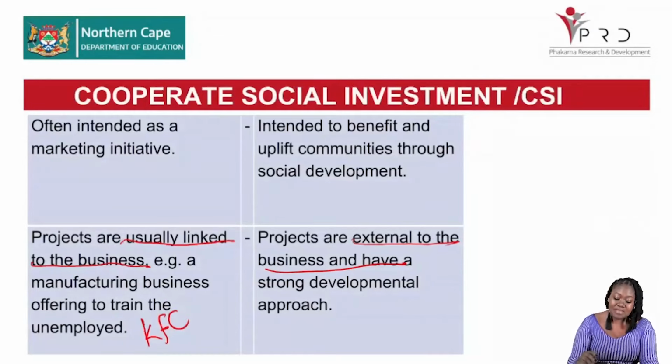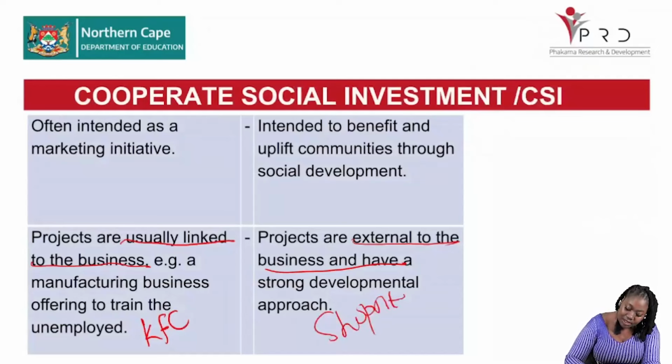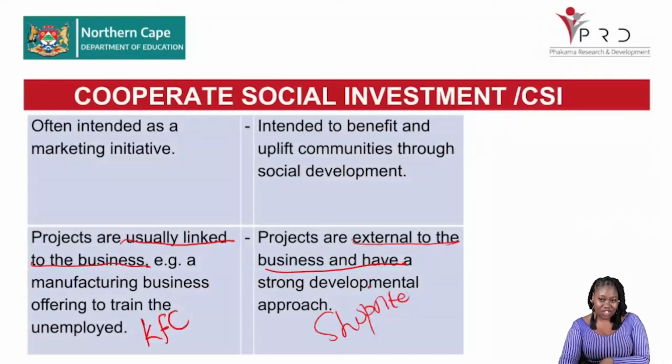So what does it mean? It means that whatever projects the business does is not linked to what the business is already doing. So here an example would then be ShopRite. So we know ShopRite has this project where they donate to community gardens. ShopRite is not in agriculture. It's actually a retailer and they sell groceries. So it means that is actually one of their CSI projects. So that's how you differentiate between the two. We know with CSR, the projects are linked to what the business is doing. With CSI, however, the projects are external to what the business does. And also here, the main aim is to have a strong developmental approach.